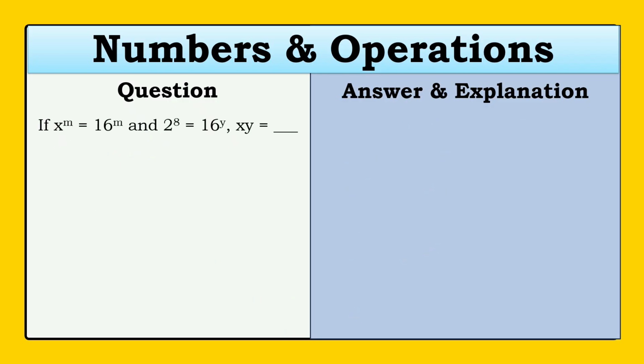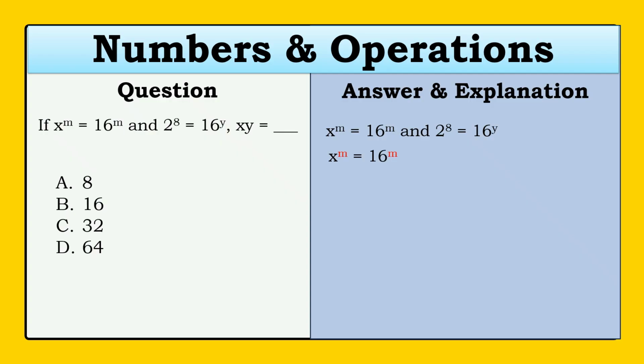If x to the m is equal to 16 to the m, and 2 to the 8 is equal to 16 to the y, then xy is equal to blank. A 8, B 16, C 32, or D 64. What do you think the answer? Alright, let's solve. x to the m is equal to 16 to the m, and 2 to the 8 is equal to 16 to the y.